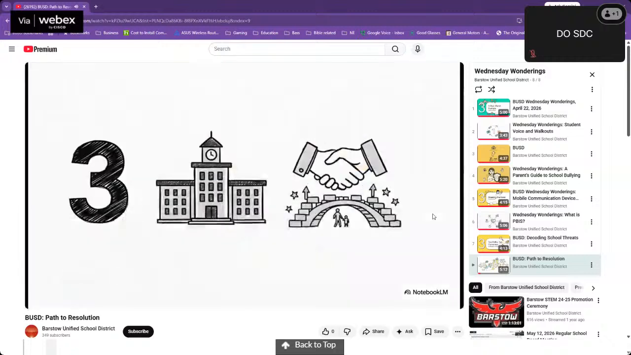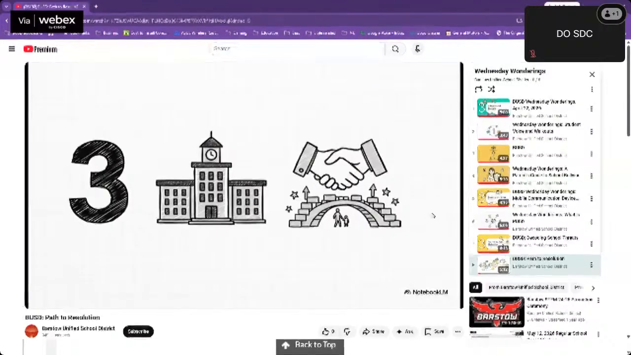Now, if the issue still isn't resolved after talking with both the teacher and the principal, step 3 brings you to the superintendent's office. You can think of this level as extra support for those more complex issues. They're there to reinforce that partnership between your family and the school.